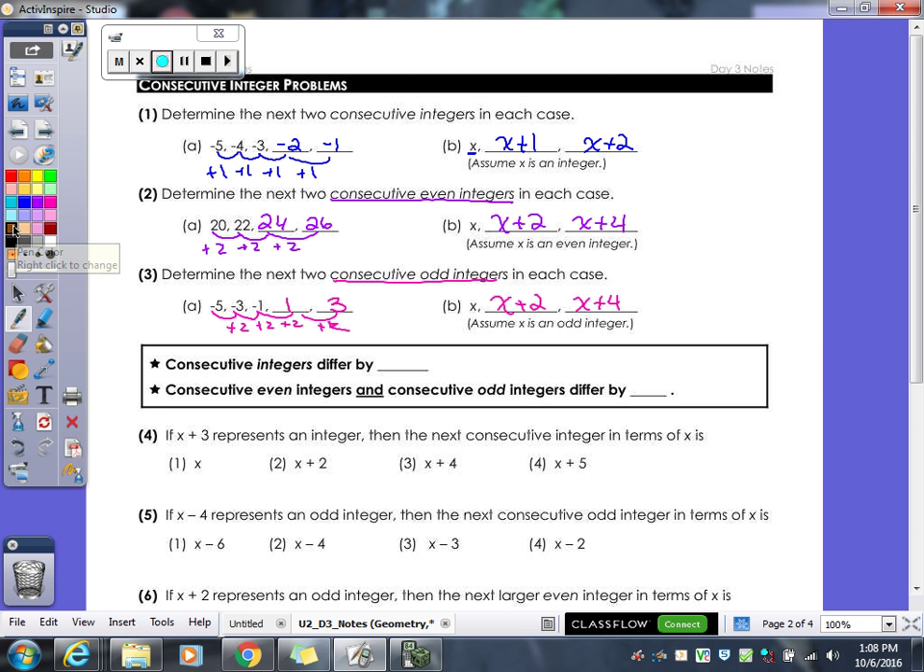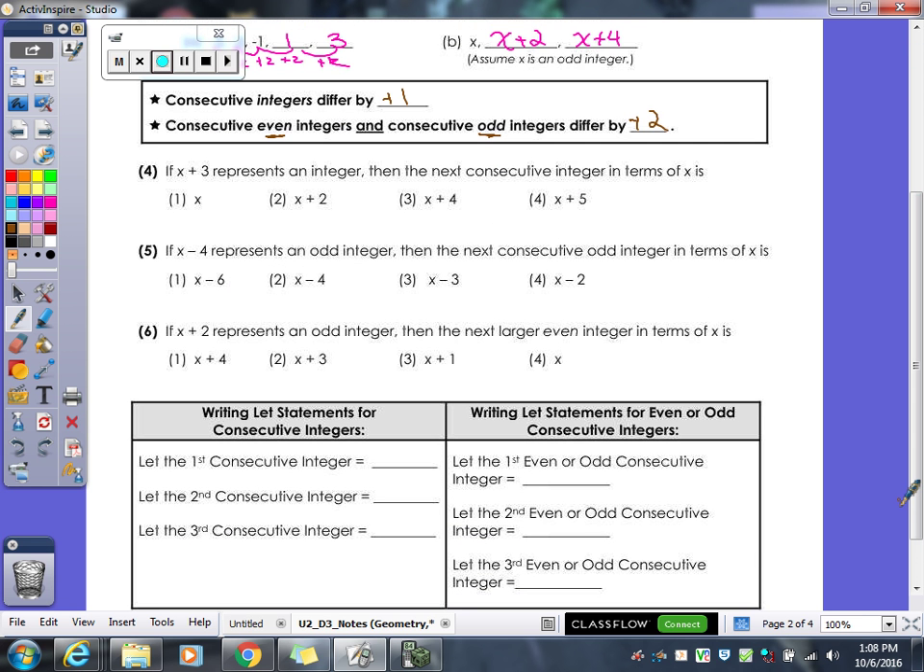So our consecutive integers differ by 1. Our consecutive even and odd integers differ by 2. Those are always going up by 2's. Just consecutive up by 1's, even or odds up by 2's.